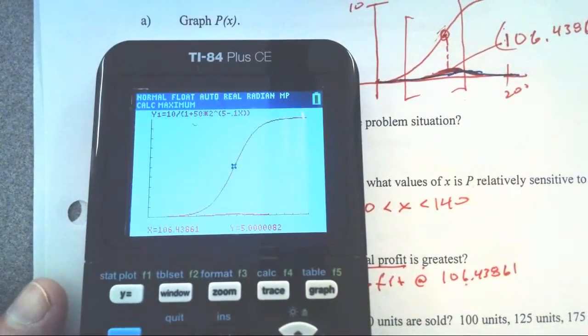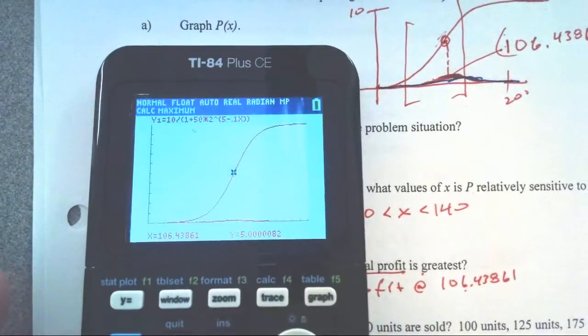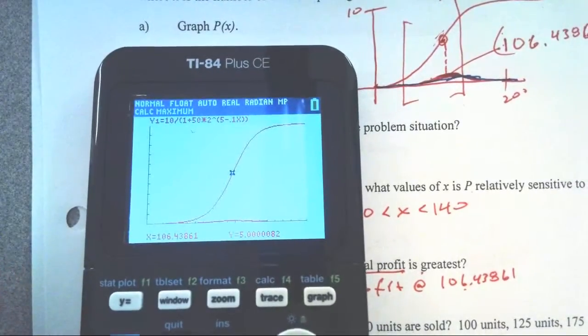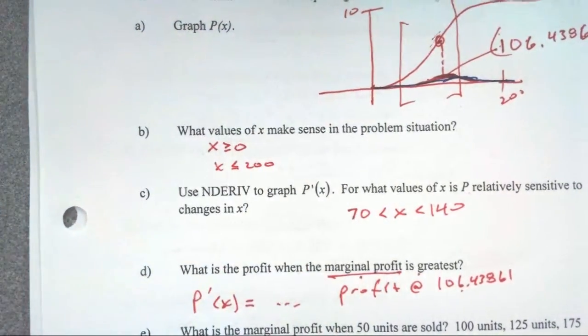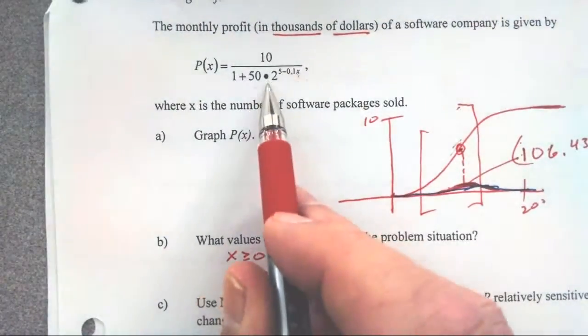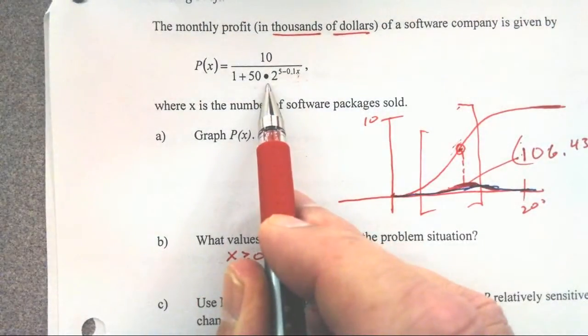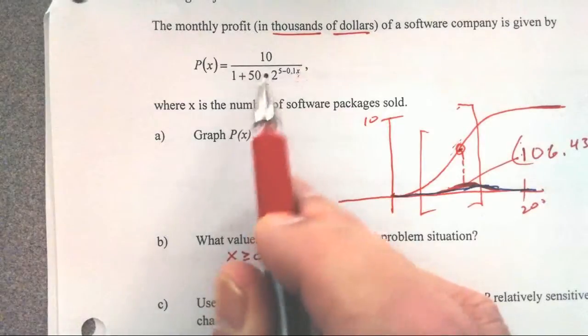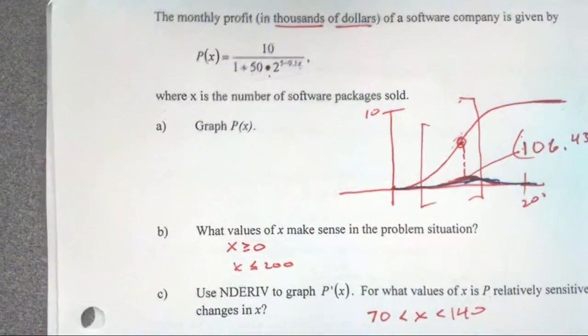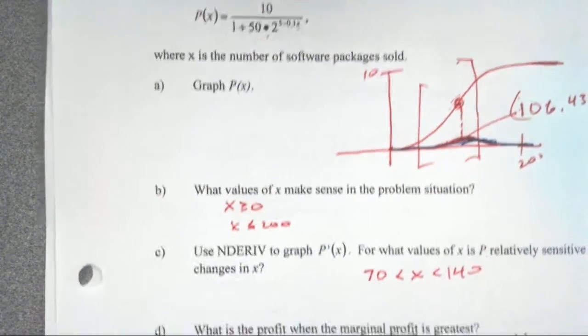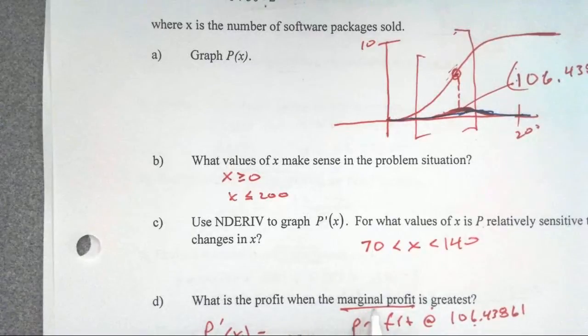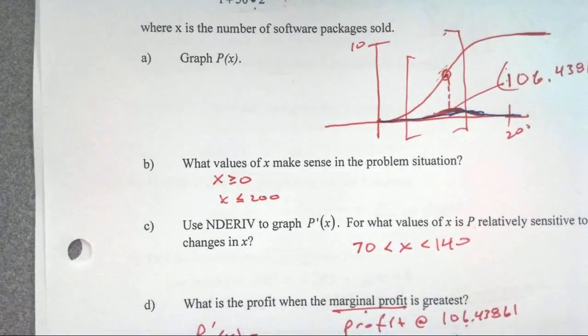And this may be wrong. 5 might not be the best value, but I got a sneaky suspicion anytime that we're that close to an integer, it might be an integer problem. And there's something about looking at this that seems like, yeah, 5 might be a player in this equation with this 10 and this 50. So I'm going to say, what is the profit when the marginal profit is the greatest? That would be 5.